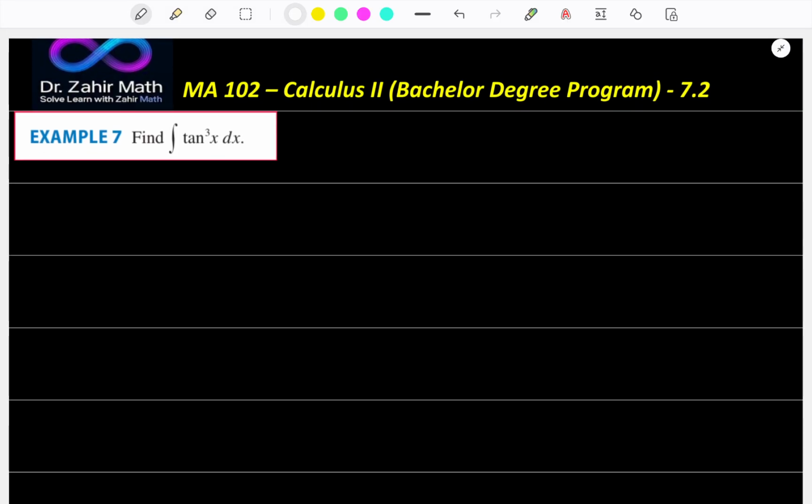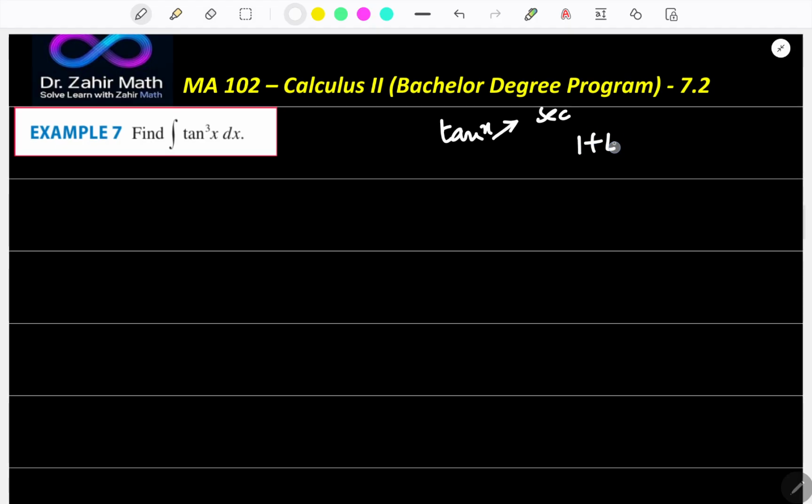Integral tan cube x dx. The same idea. Tan is connected with secant, right? Tan is connected with what? Secant, because the identities are connected. Can I recollect your ideas in your mind? 1 plus tan square theta is equal to what? Secant square theta, right? Keep this in your mind. Let me go to the problem.